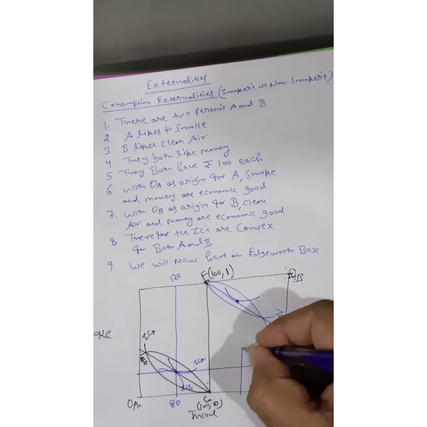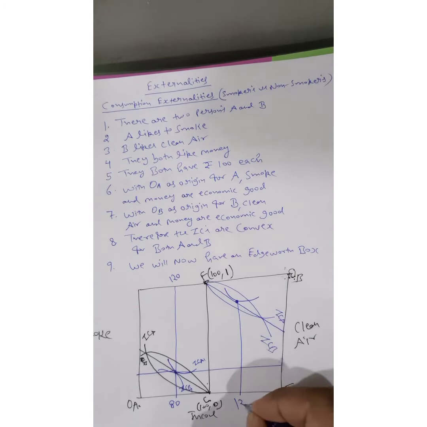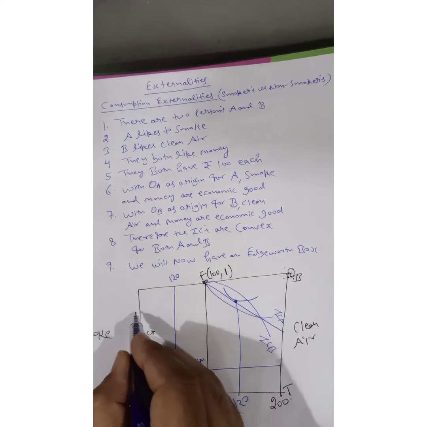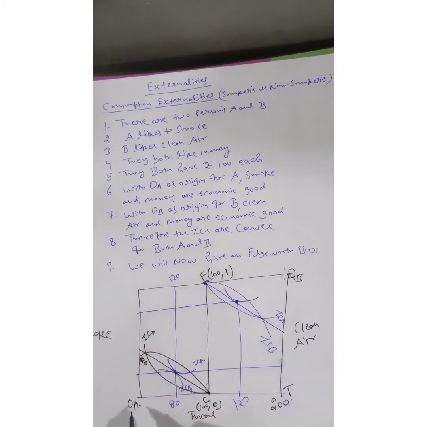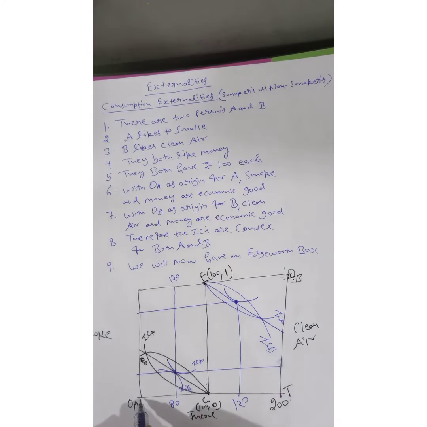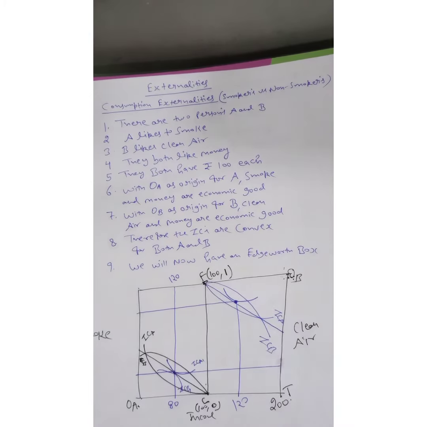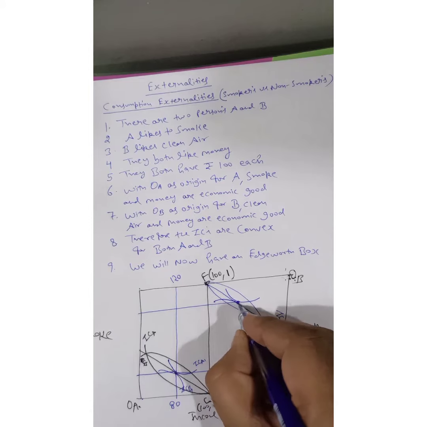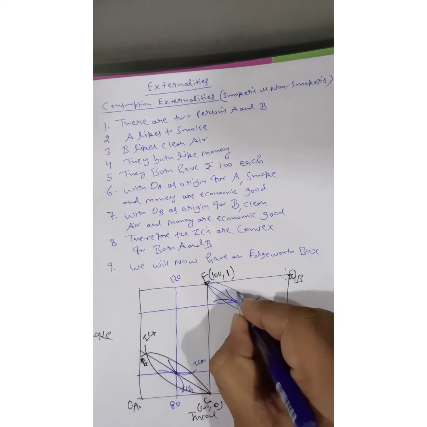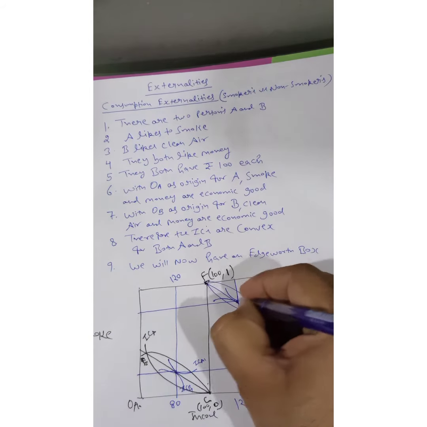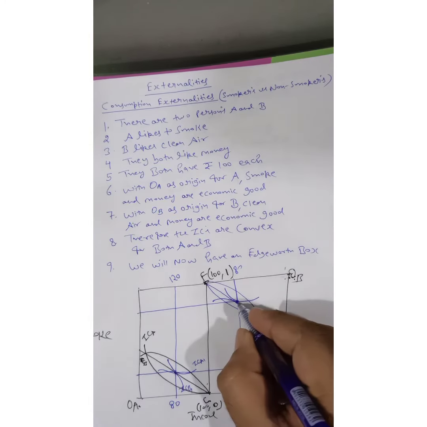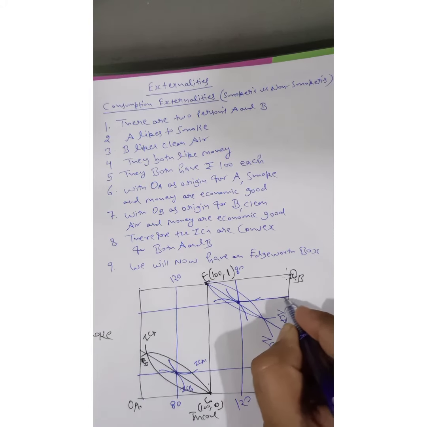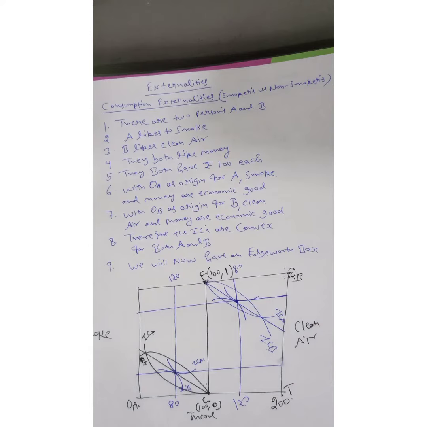Now don't you think A shall now be having 120 rupees? But then A shall be having this much smoking, OA till here. Earlier he was having smoking from OA till here. What about B? Well, B also is having a higher IC because now he is left with 80 bucks. No doubt about it. But don't you think he'll be having this much clean air as well? Earlier he was having 0 clean air.